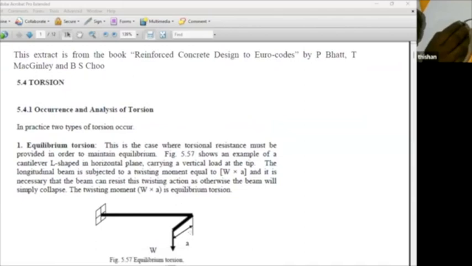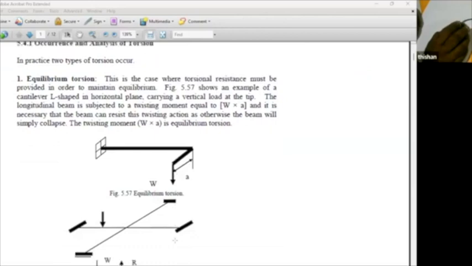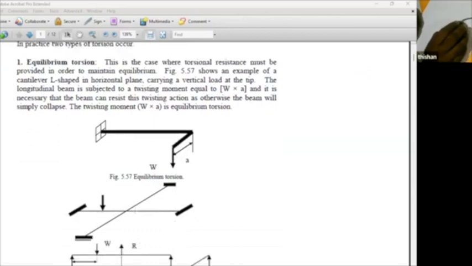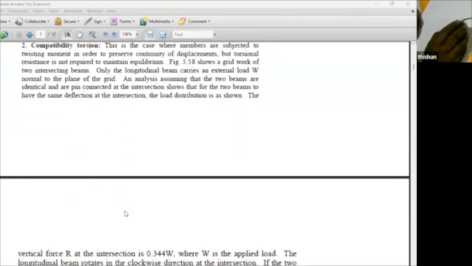So let's look at the note again. It's very important for us to understand that there are 2 types of torsion. One is this equilibrium torsion. We are applying a load where the beam is fixed here, and definitely you will get a torsional moment of W times C. Is that clear? Yeah, that is clear. But this is equilibrium torsion, because these beams are not going to fail. So you should be able to identify those 2 different scenarios. So that's the first thing we have to learn.